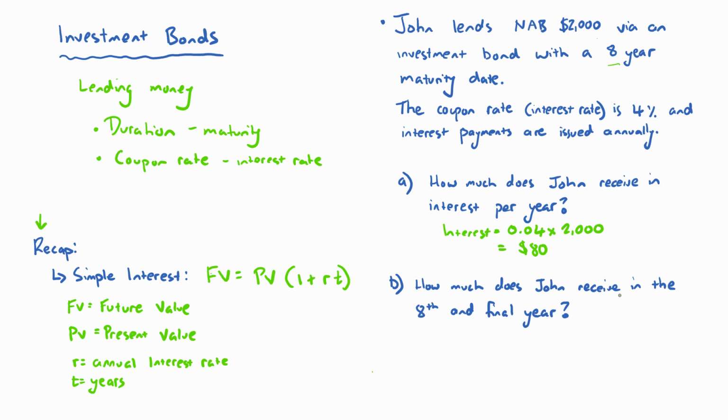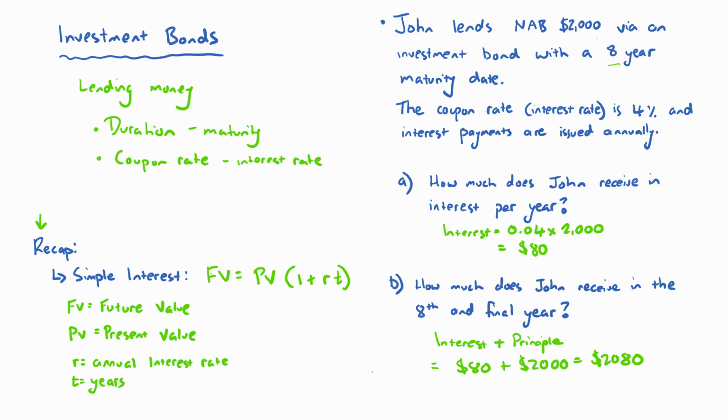Now, how much does John receive in the 8th and final year? Well, in that time, he will get the interest plus the principal, which was the initial $2,000. So that will equal the $80 for interest repayments in that year plus the $2,000. So he will receive $2,080 back. Okay, that is an example of an interest bond.